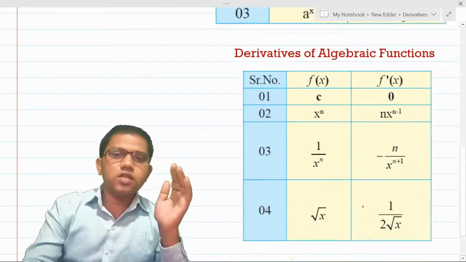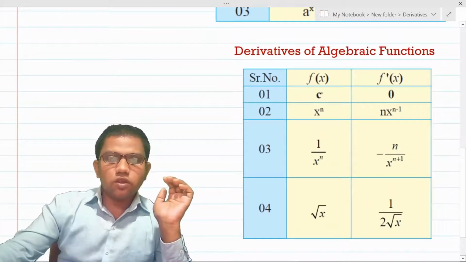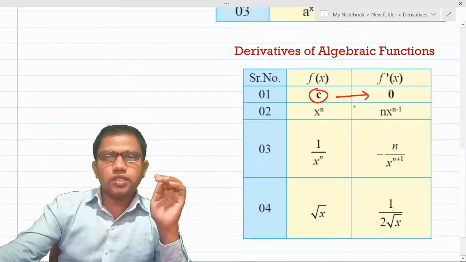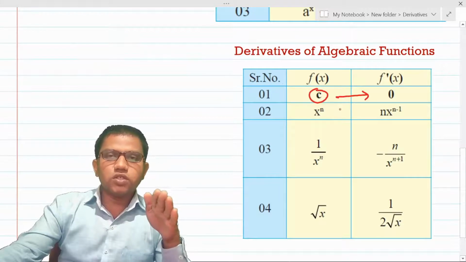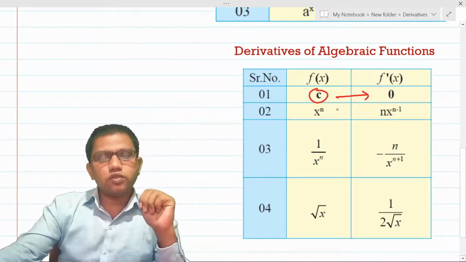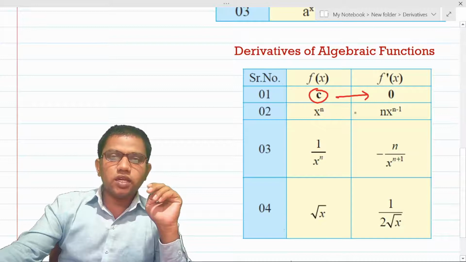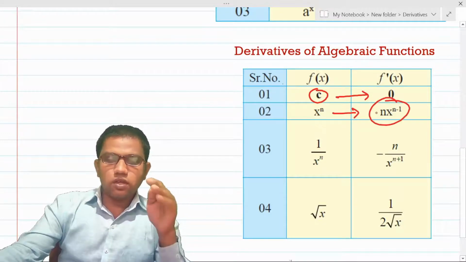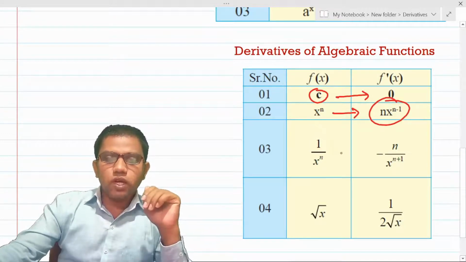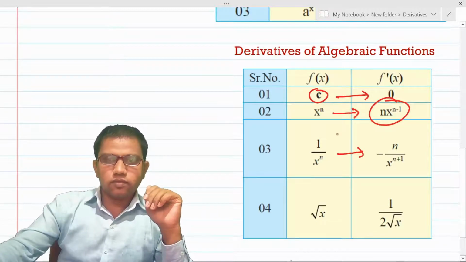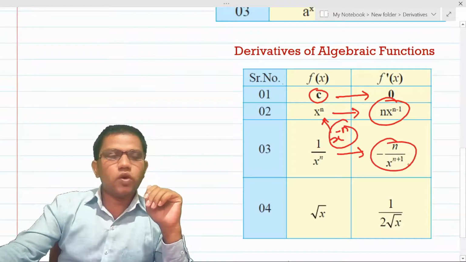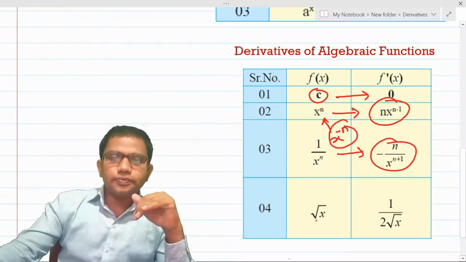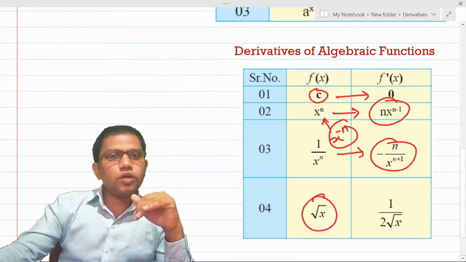Okay, if you have the algebraic functions, for a constant function, the derivative is 0. If the function is constant, then the derivative of that function should be 0. Okay, if x raised to n is there, its derivative is n x raised to n minus 1. We have seen this. If 1 upon x raised to n is there, then take x raised to n into the numerator, it becomes minus n, and use the same result. You will get the answer, minus n upon x raised to n plus 1. Derivative of root x is 1 upon 2 root x.